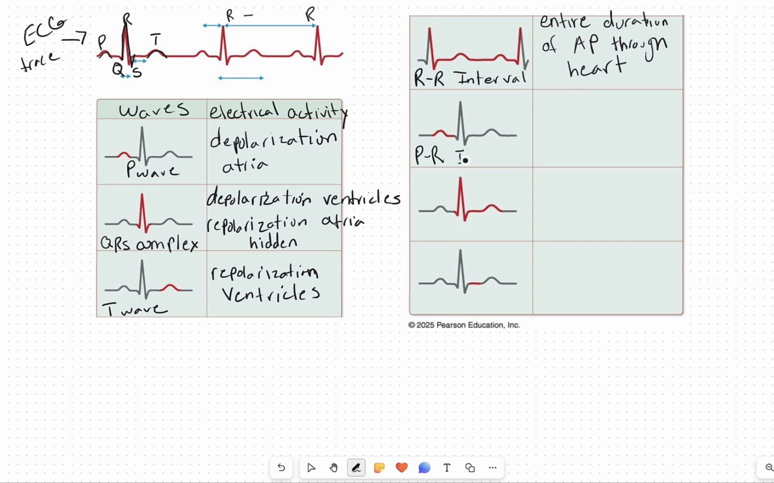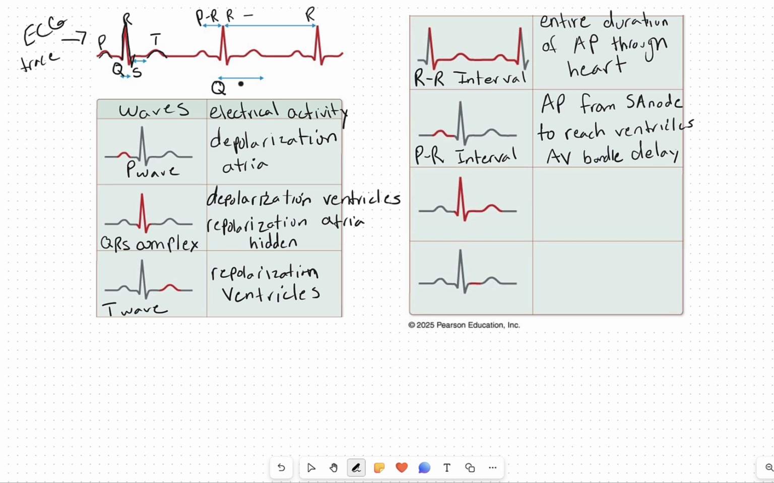Another interval of interest is called the PR interval. So this is going to include the P wave and the segment until R. So this indicates from when the action potential is started by the SA node, which is when the P wave starts, all the way until it travels to the ventricle. So this is going to stop right before the ventricle depolarizes. So this is going to actually show that delay in the movement of the SA node to the AV bundle.